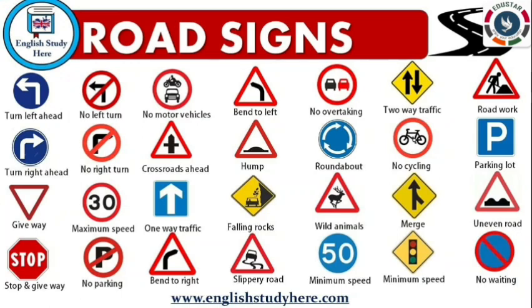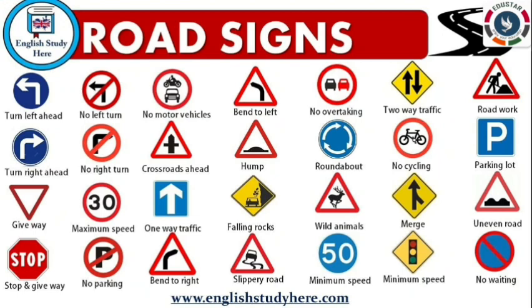If there is no footpath, walk on the right side of the road so that you can see the traffic coming. Always cross the road at the zebra crossing. We should follow the traffic lights. Red light says stop, yellow light says wait, and green light says go. Do not play or run on the road. Do not walk between the vehicles parked on the road. So these are the safety measures we should take on the road, right?